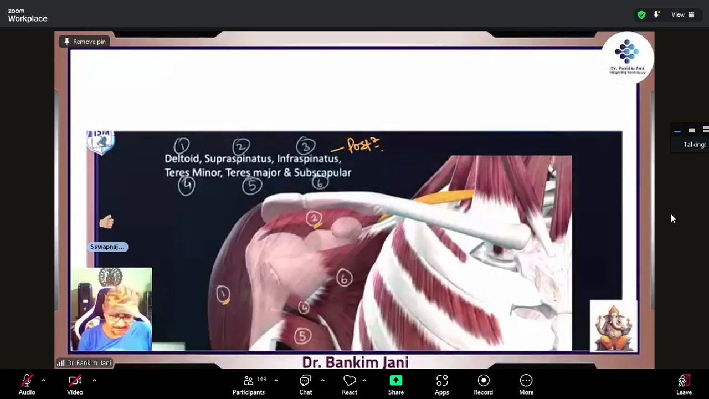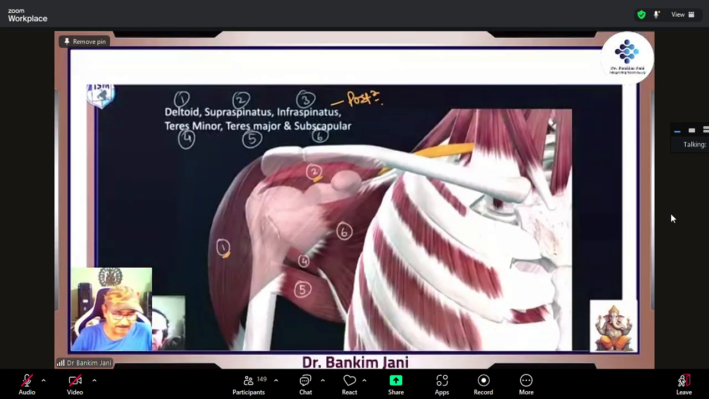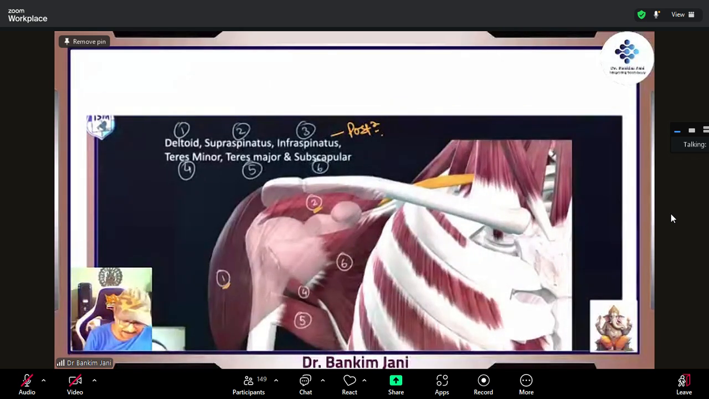Then we have got the teres minor and the teres major. Now you are masters of teres minor and teres major. So this is the teres minor, which will be remaining in the back side. And this is the teres major, which is coming over here, into that groove.